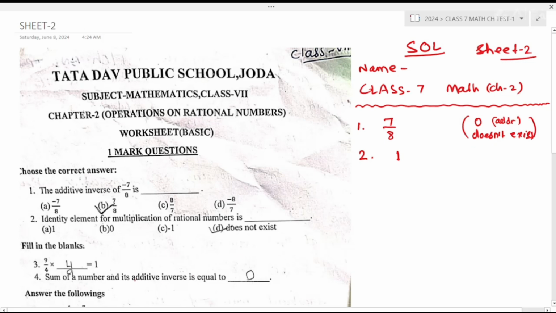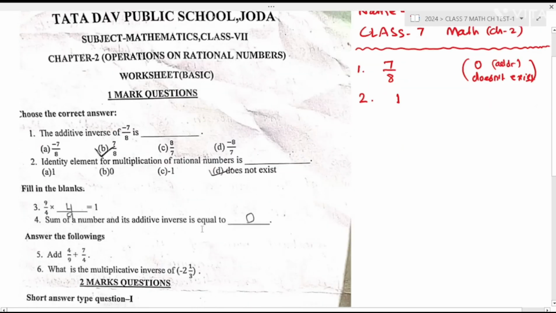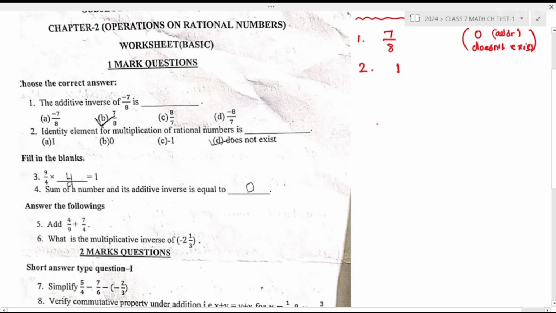Now next question, fill in the blanks, question number 3. That is 9 by 4 into dash is equal to 1. You should remember when a number is given and multiplied, and the result is equal to 1, it will be the reciprocal, that is 4 by 9. Okay.